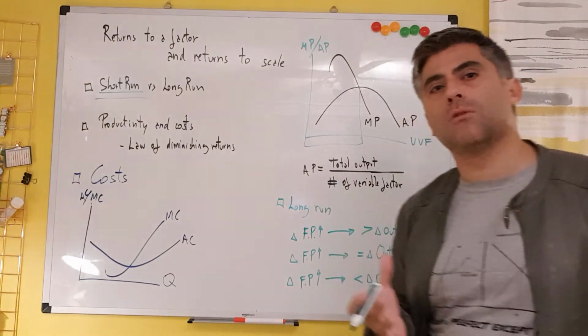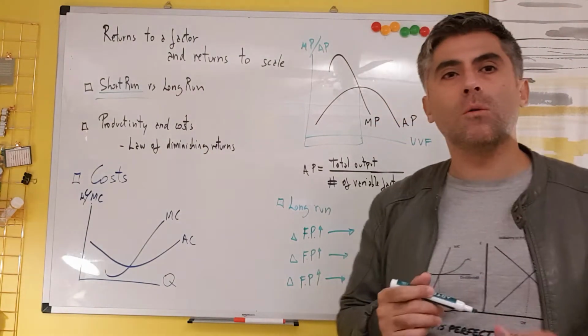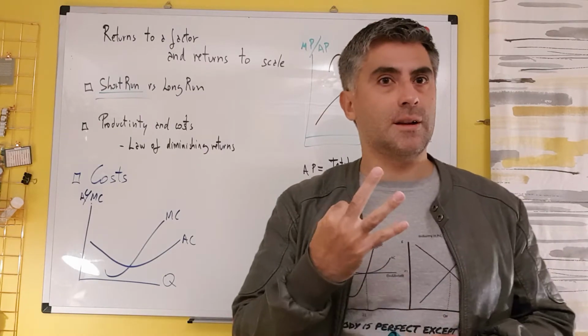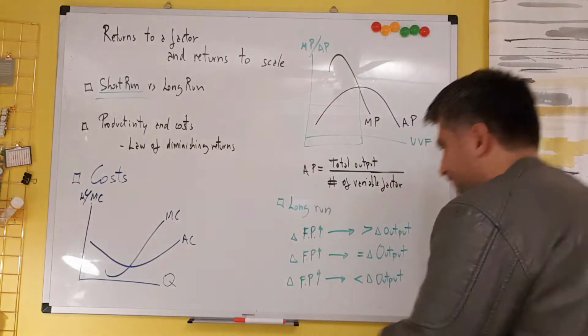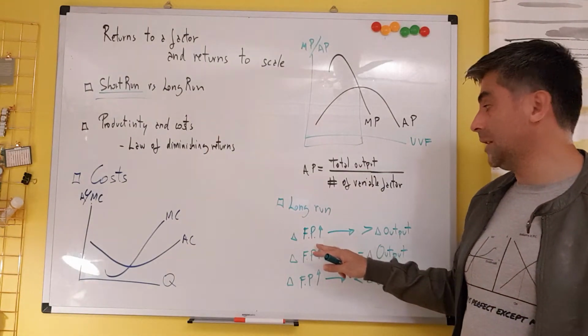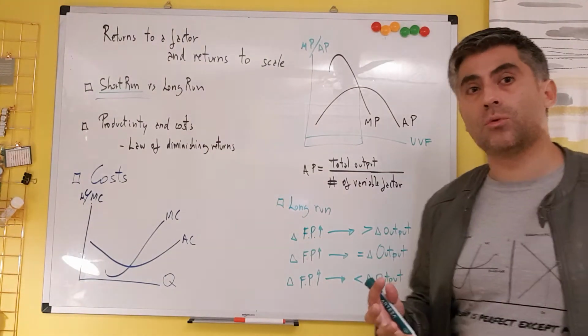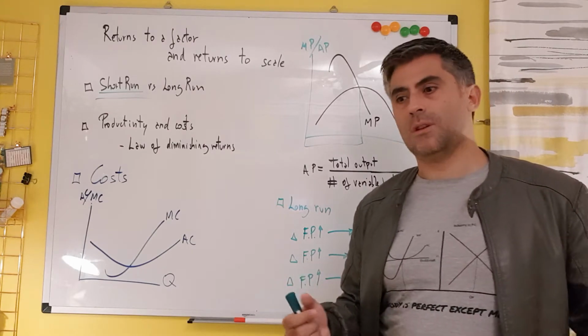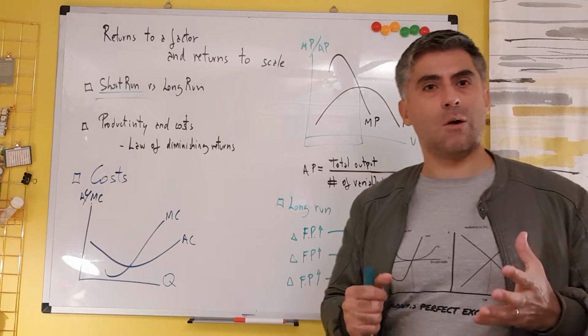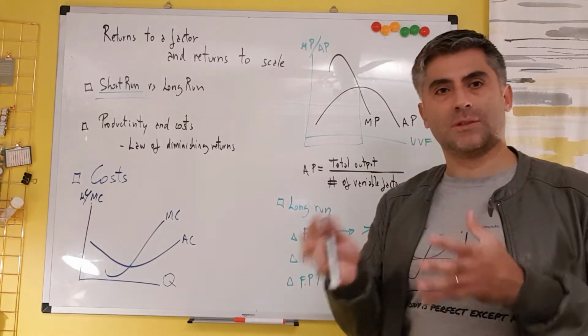So what happens in the long run? In the long run, it's when all factors of production are variable. And we have 3 scenarios. The first one is when the factors of production increase. So if there's a change to all factors of production, so we had a factory printing t-shirts, and now we open a second factory that prints t-shirts.